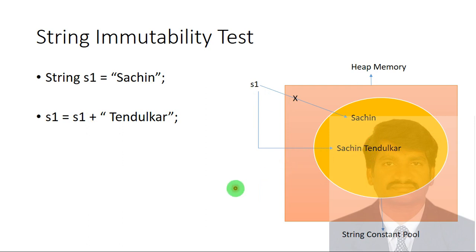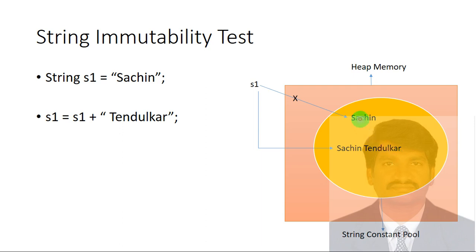Just pause the screen and try to analyze and compare with my analysis. Now what I'm going to do is print the address of the object after creating Sachin. What I'm trying to prove here is that Sachin and Sachin Tendulkar are two different objects, not a single object, which means whenever we add something to a string, it will not append to that. Instead, it will create a new object.